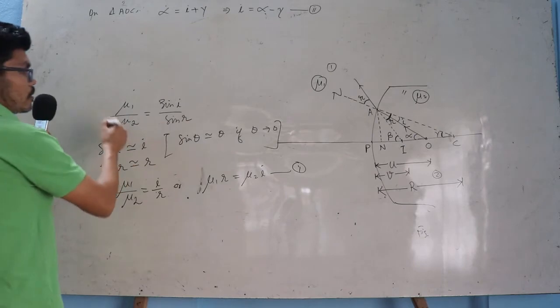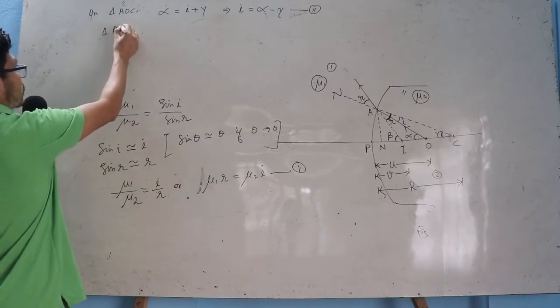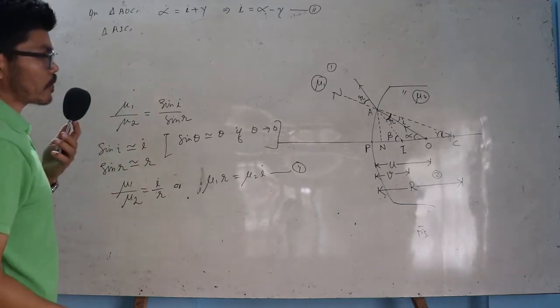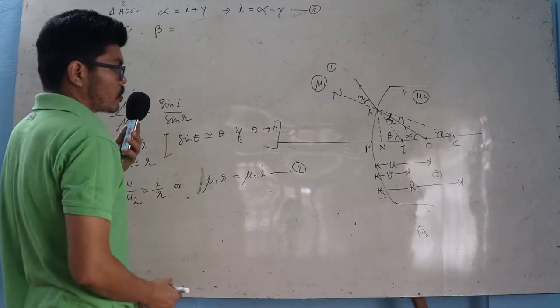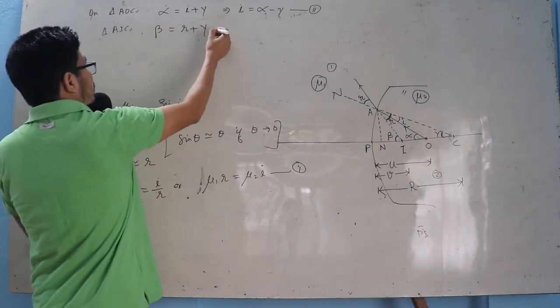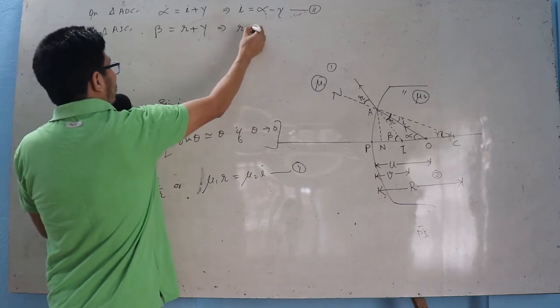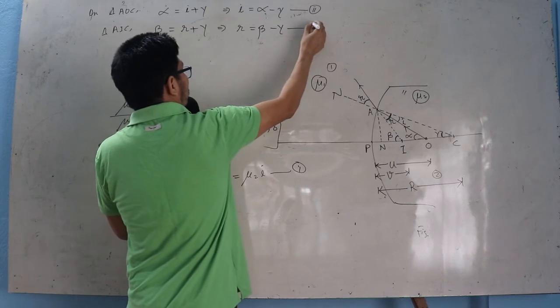So looking at this triangle, in the next triangle AIC, beta is the exterior angle, so beta should be equal to R plus gamma. This will give you R is equal to beta minus gamma. Let us call it equation number 3.